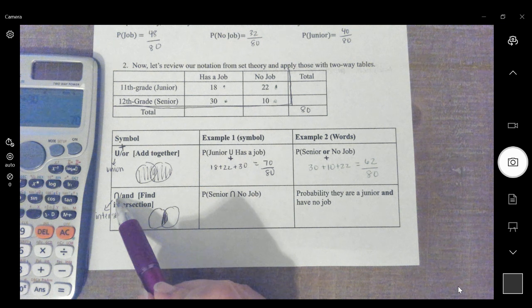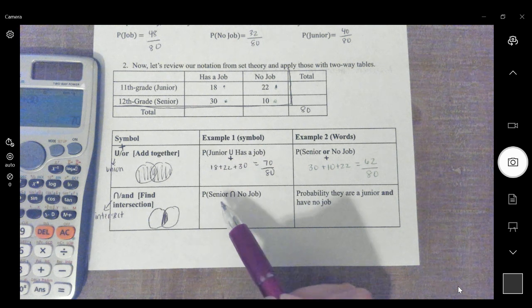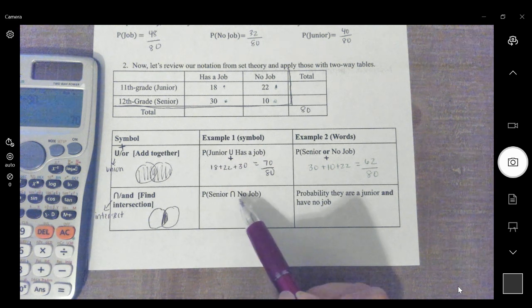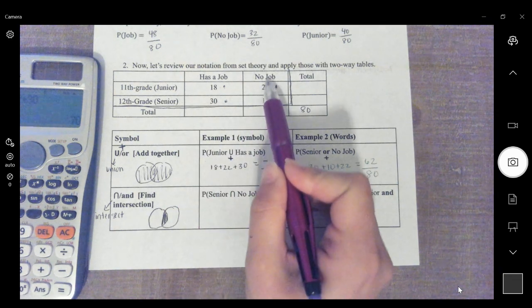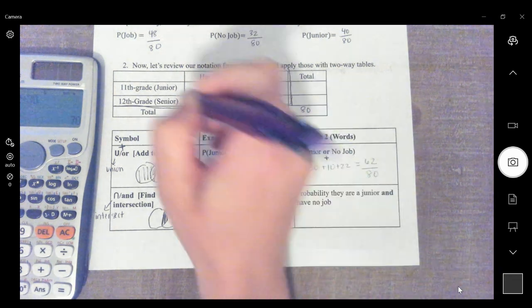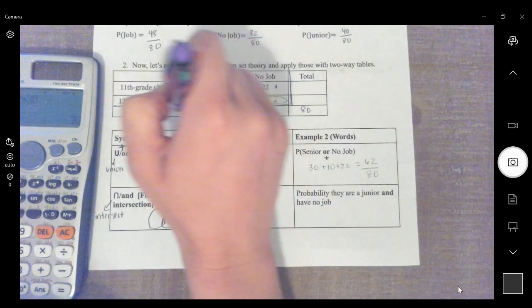So remember, it looks like an N or upside down U. Okay, if I see intersect or the word and. Okay, so find the probability that there's senior, intersect, no job. So senior, intersect, no job. So if you were to almost highlight these, I don't have a highlighter, I'm going to circle them.